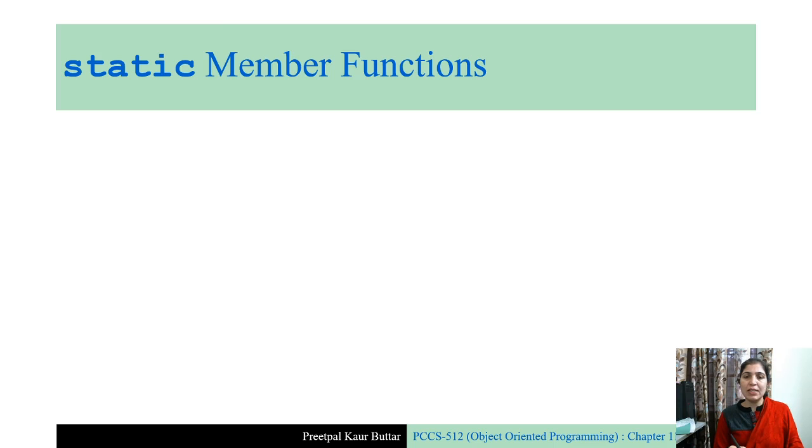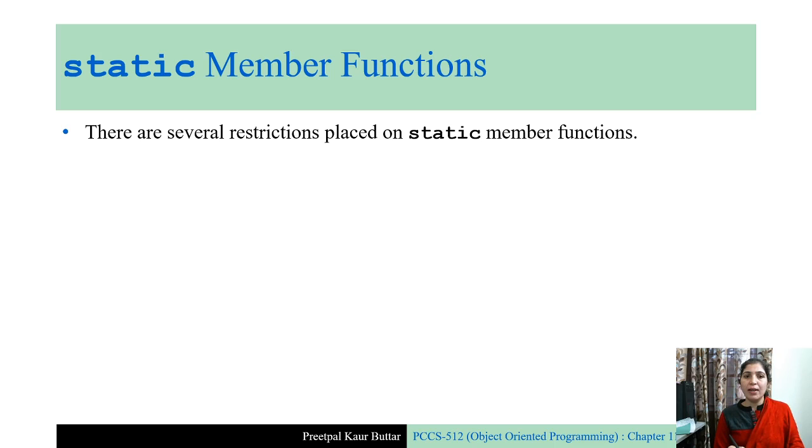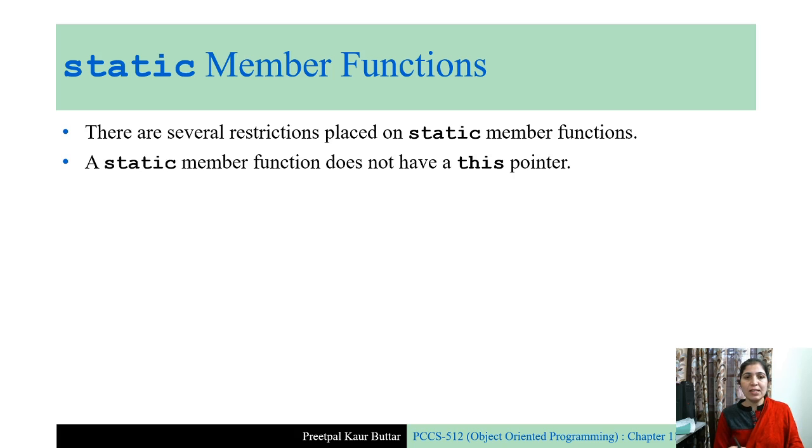So we have now seen an example of a static member function. There are, however, several restrictions which are placed on static member functions. First, a static member function does not have a this pointer. What is a this pointer? The this pointer is a pointer which stores the address of the object. The object's address is stored inside the this pointer.